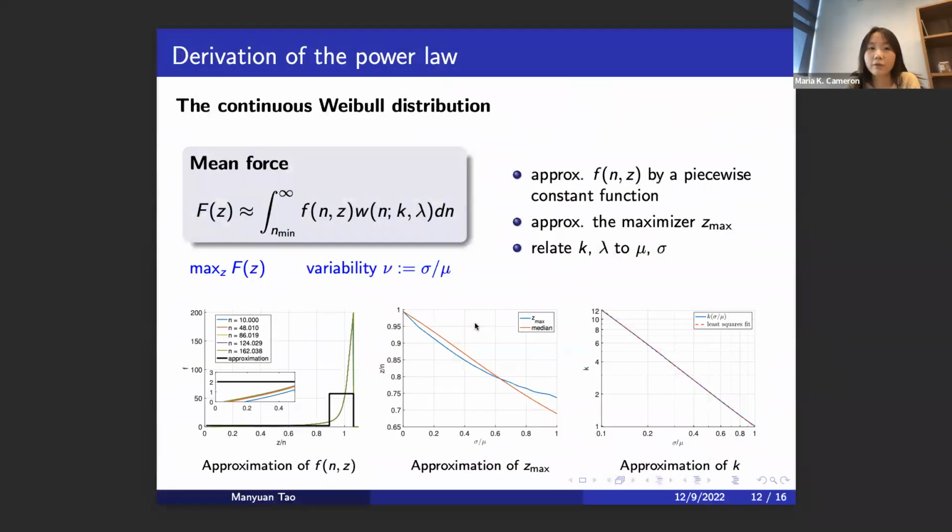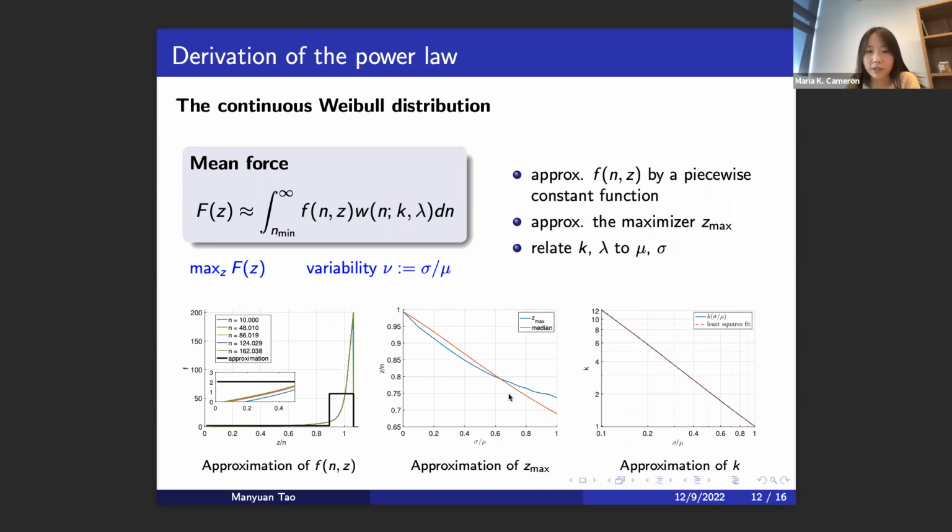In our derivation of the power law, we replace the discretized Weibull distribution by the continuous one. Therefore, the mean force is given by an integral here. We derive the power law using 3 steps of approximations. First, we approximate the stress-stretch relationship, which is the function f of nz here, by a piecewise constant function. Secondly, we approximate the maximizer of the mean force function F of z.